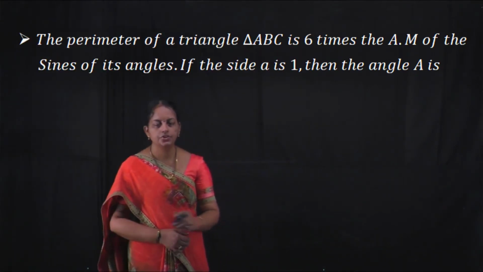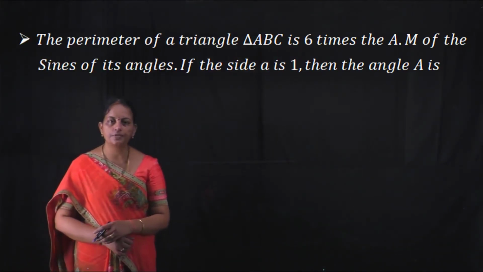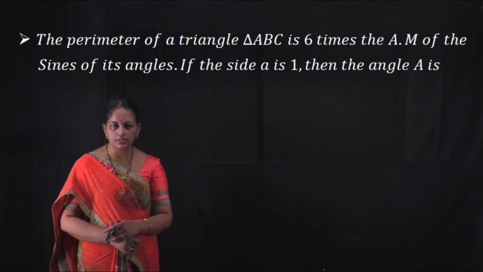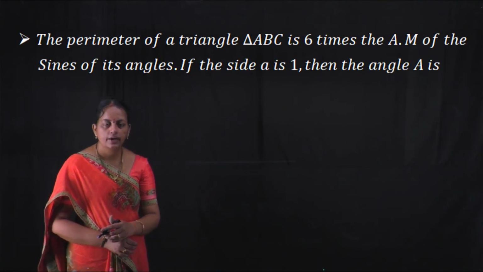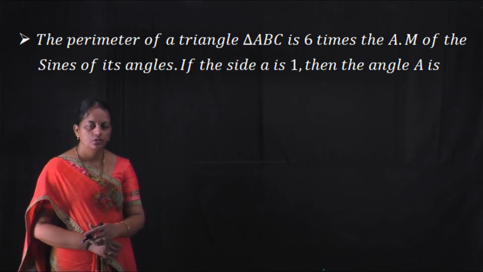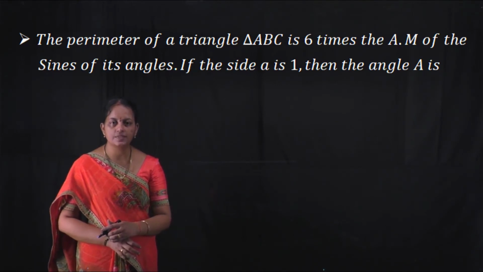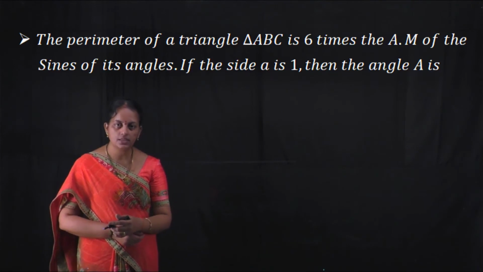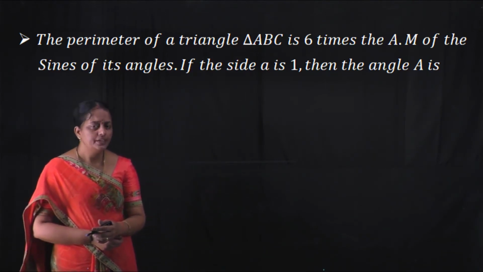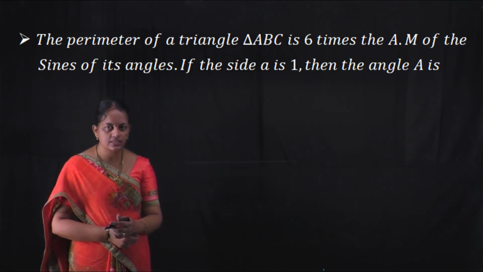Okay. The next question is, the perimeter of a triangle is 6 times the AM of the sines of its angles. If the side small a is 1, then what is angle A? We are given that the perimeter of the triangle is 6 times the AM of the sines of its angles. What is the perimeter? Perimeter of any closed figure is the sum of all its sides.